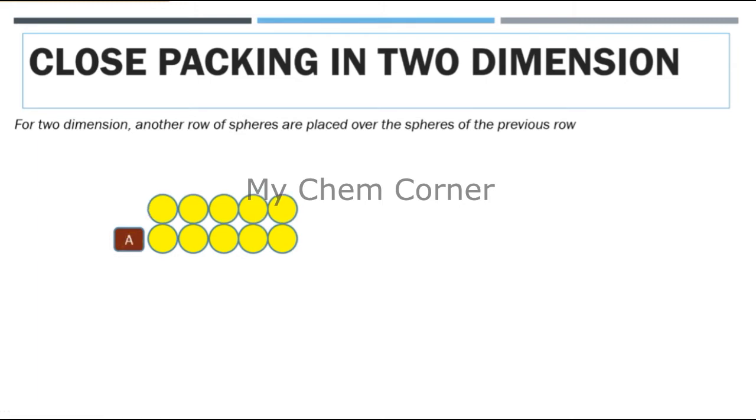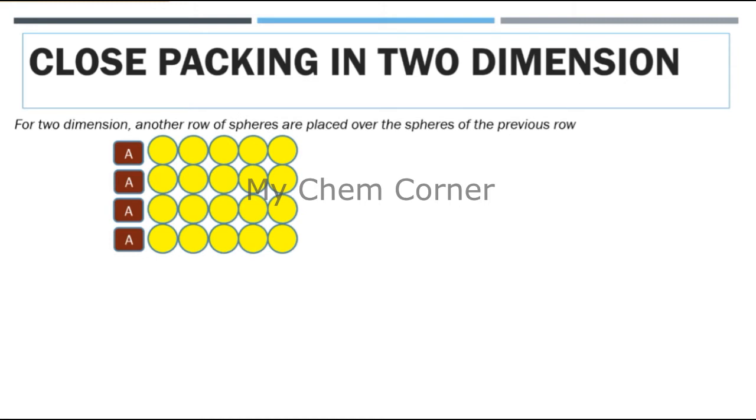And now when I'm trying to place the second row, I'm going to place the second row exactly above the spheres of the first row. So here if you see both the rows are the same, so I'm going to name this also as A because both the rows arrangement are the same. Similarly, I'm going to keep arranging them the same way above. So what happens? I'm going to get the same arrangement in the third and the fourth layer and so on.